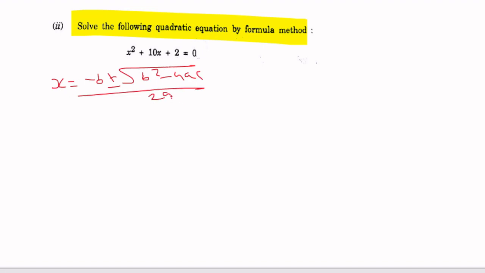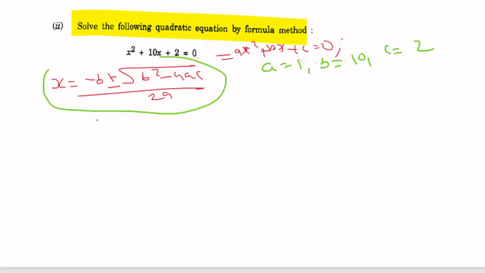And to get the values of a, b and c, we have to compare with the general equation ax square plus bx plus c equal to 0. After comparing, you will get the values of a, b, c. So if you compare, the value of a will be 1, b is 10 and c is 2. Simply substitute these values into this particular formula to get the answer.